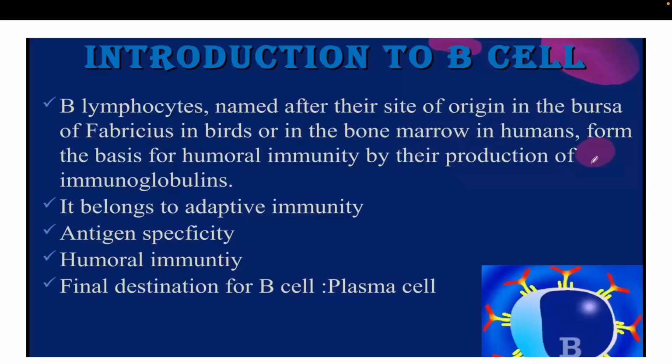Okay, and it can produce humoral immunity by the production of immunoglobulins or antibodies. This cell belongs to the adaptive immunity. It has antigen specificity. This means it can initiate humoral immunity, and it produces humoral immunity by producing the plasma cell, or antibody producing cell. Okay, so this is the B cell, and how does it develop?